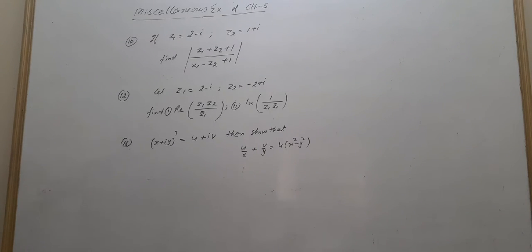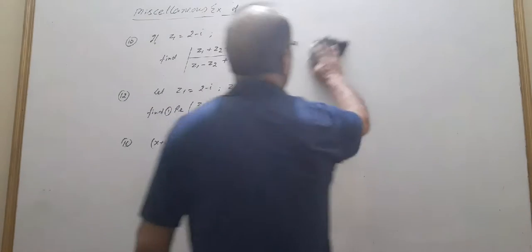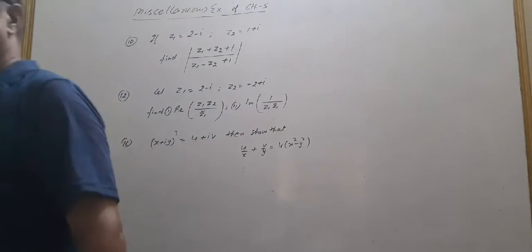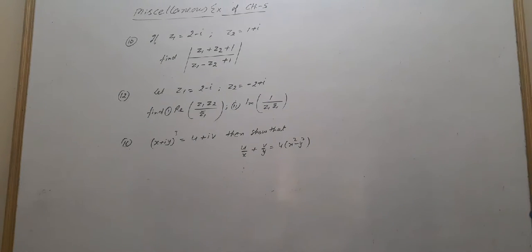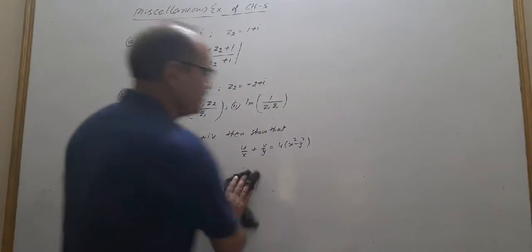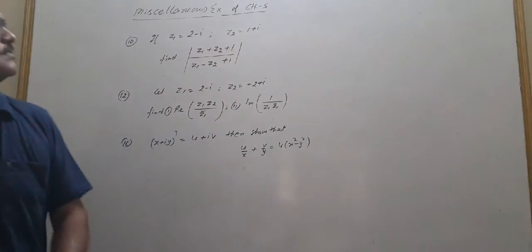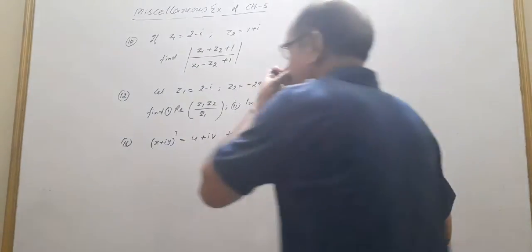Now, students, today I will start again the miscellaneous exercise of chapter 5, and the next question will be question number 10. In between, there are some questions related to the polar form, and you need not solve them because they are not in your syllabus this year. Now, what is in question number 10?